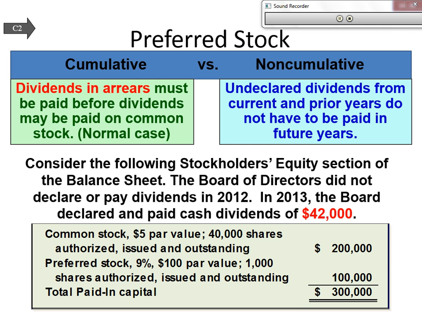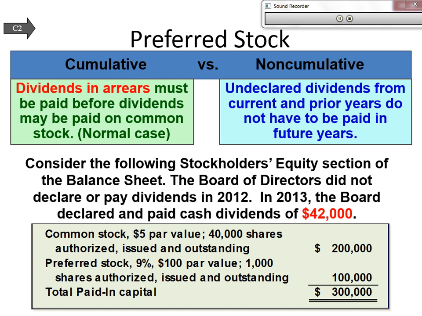But just so you know, the different types, cumulative versus non-cumulative. Down here at the bottom, they're showing you the equity section of the balance sheet, showing common stockholders paid $5 par value per share, right? They've been authorized to issue 40,000 shares of common stock.